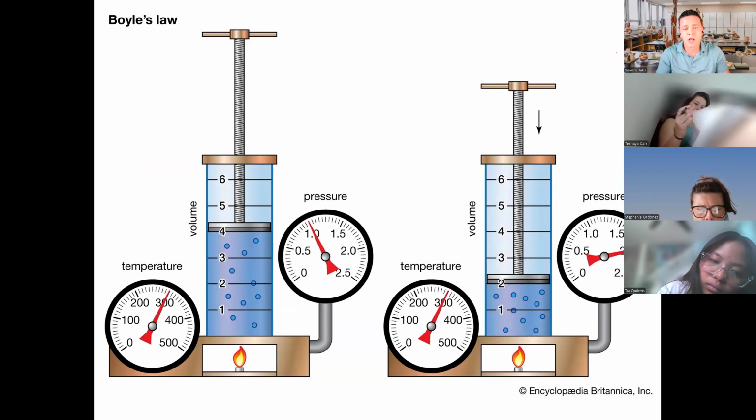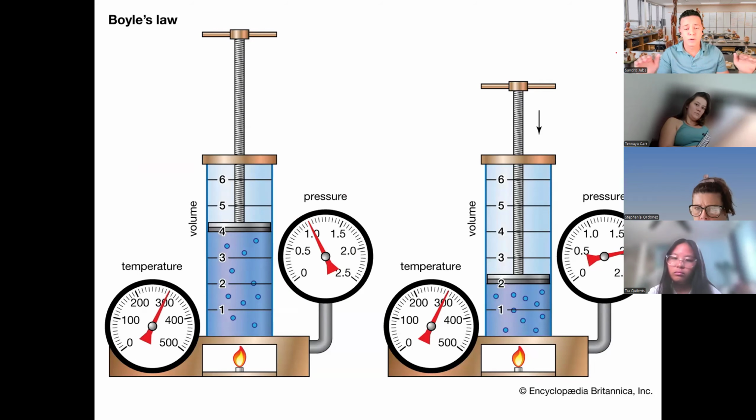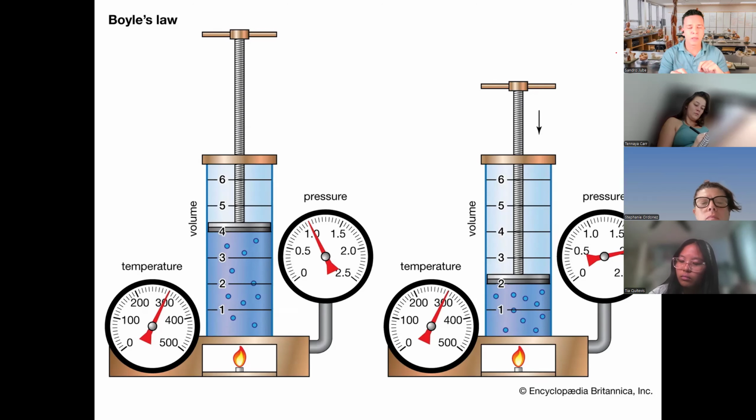This is what Boyle's law says, and I want everybody to write this down. Boyle's law says that at constant temperature, there is an inverse relationship between volume and pressure. I'm going to repeat that. At a constant temperature, there is an inverse relationship between volume and pressure. Let me show you what this looks like here, okay?